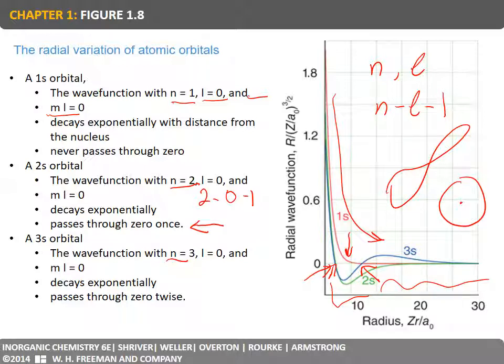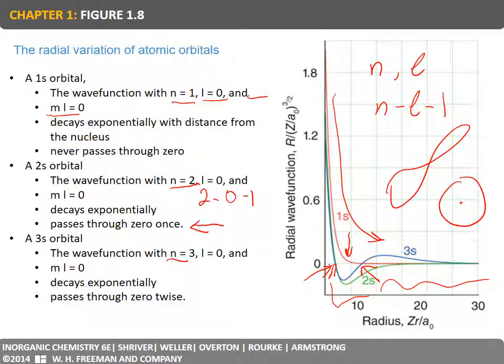So the important thing here is to remember, for any series of the same type of orbitals, the first occurrence has no radial node. But the second has one, the third has two, and so on and so forth.